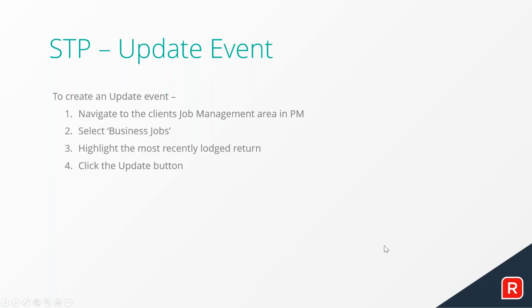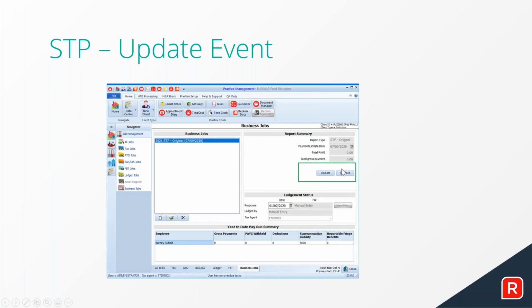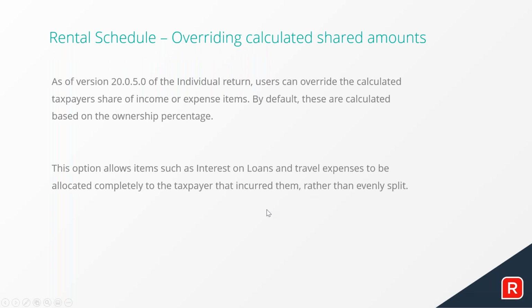Okay. So now, showing the update there. Now the next item is for rental schedules. There's been another significant change made there where previously it was splitting the shared amounts. Nowadays, because of some changes at the ATO end, we can also make an override to that. This might be particularly pertinent if you've got interest on loans or travel expenses that may differ between a shared property, and they can be overwritten rather than just evenly split.